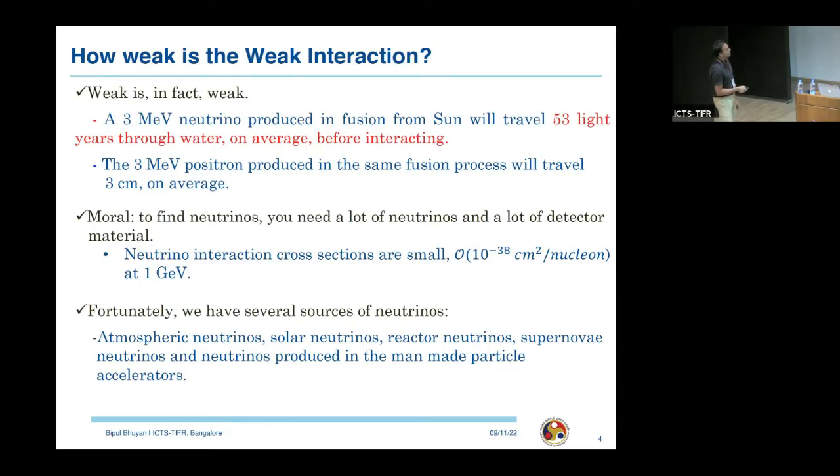In terms of the absolute measurement of the cross-section, it's about 10 to the power minus 38. That's the order of 10^-38 cm² per nucleon at around 1 GeV. That's the smallness of the interaction cross-section that we are talking about here.